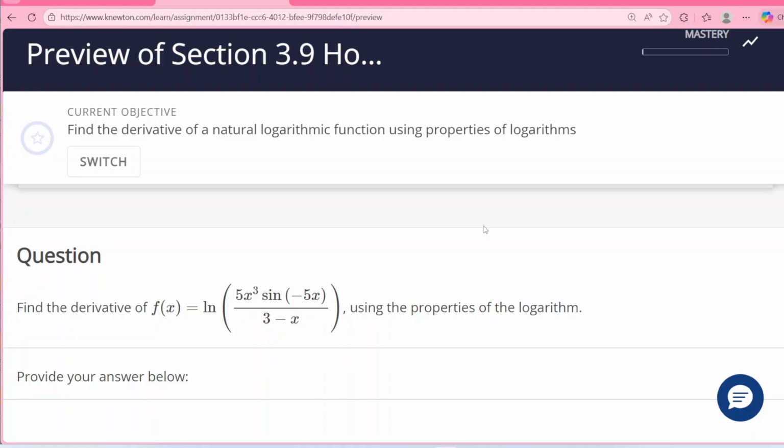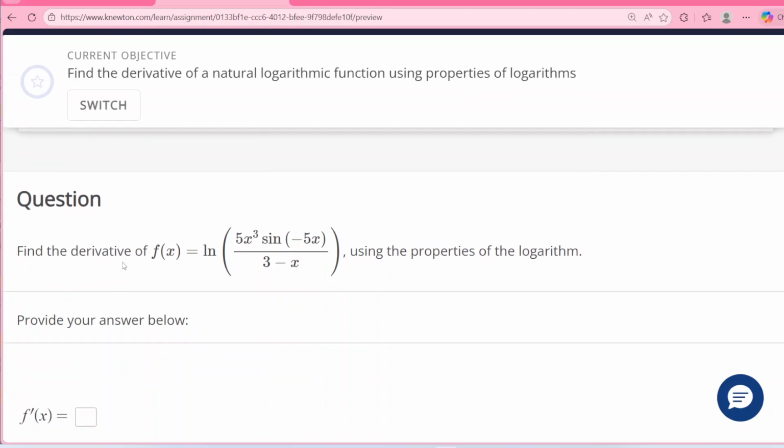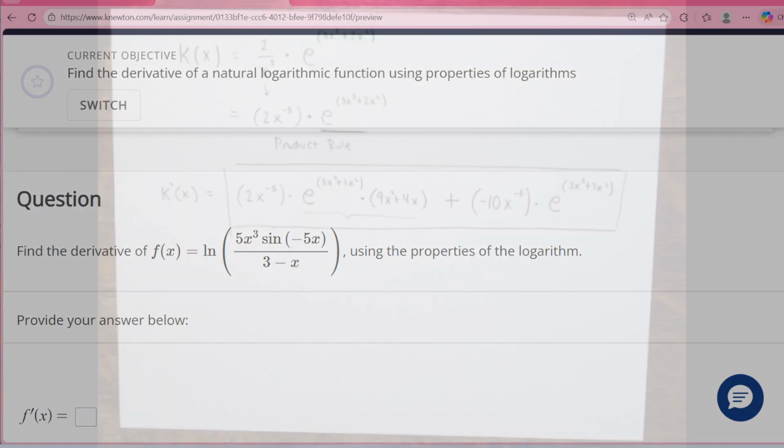Log of a product, you can write it as the sum of the log of each factor, right, that was the product rule, and I already mentioned the power rule a couple times now. If everything inside a logarithm is raised to a single power, you can pull that power out as the coefficient outside. So it says here, find the derivative of the following logarithmic function, right? It's the natural log of some wild expression here, but using the properties of logarithms. So here's what they mean by that.